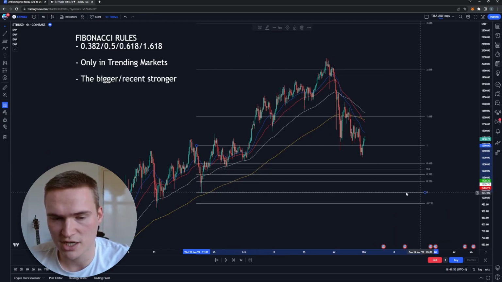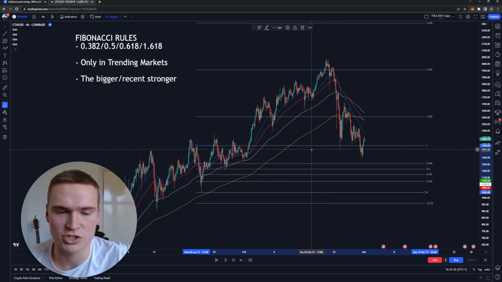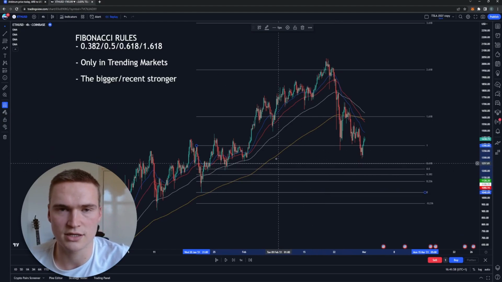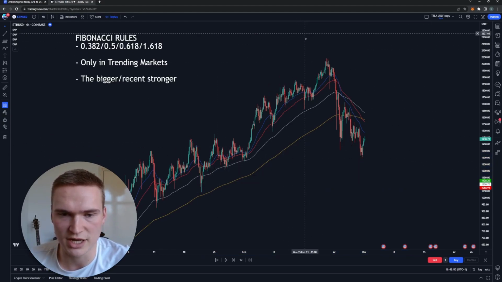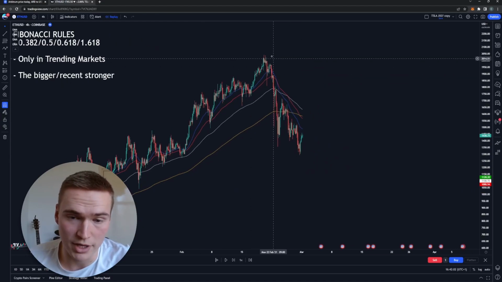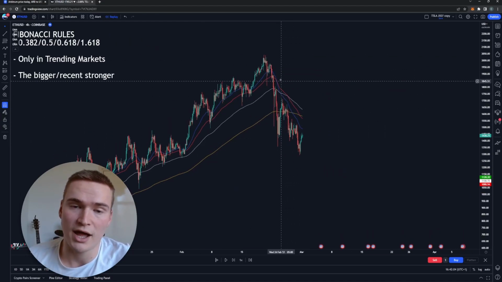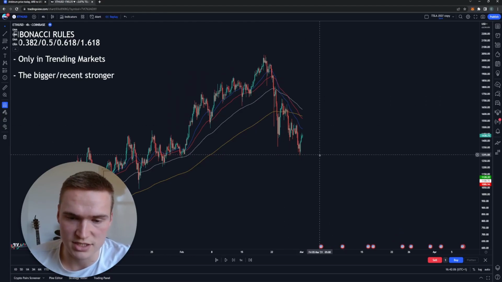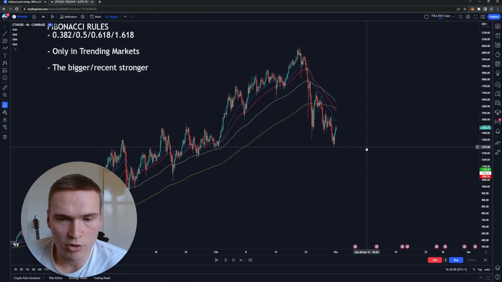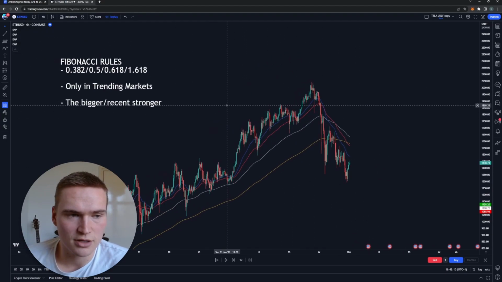Sometimes I leave fibs like this on the charts, but the longer I go, the less important they are in determining entry levels. So for example, here you can see a more recent one. I would actually use this more, and this is actually stronger, I think. All right, so we're back in time.